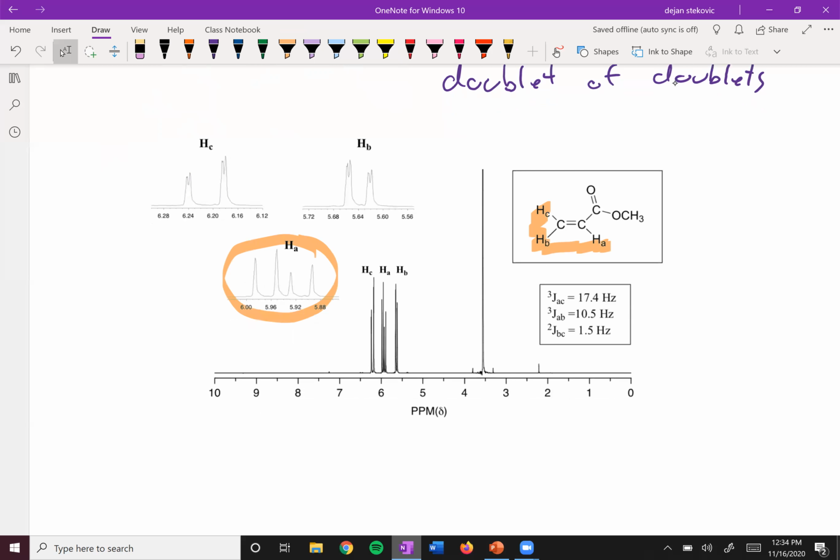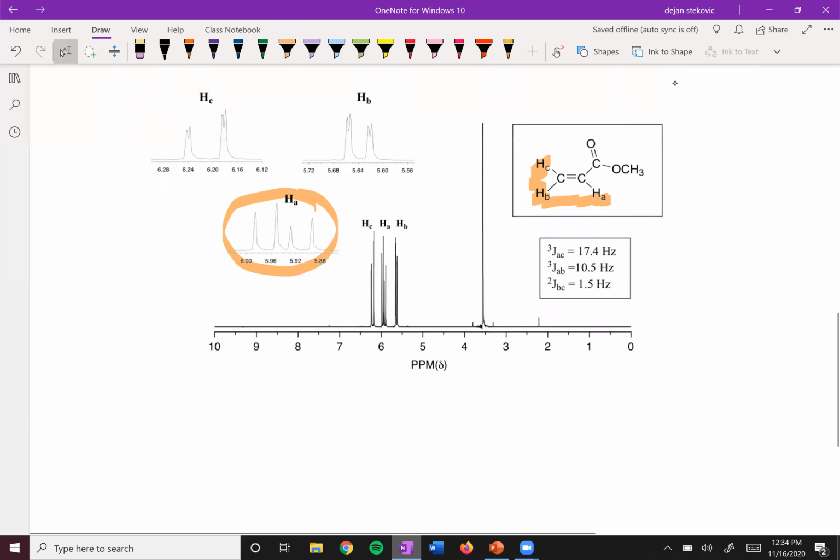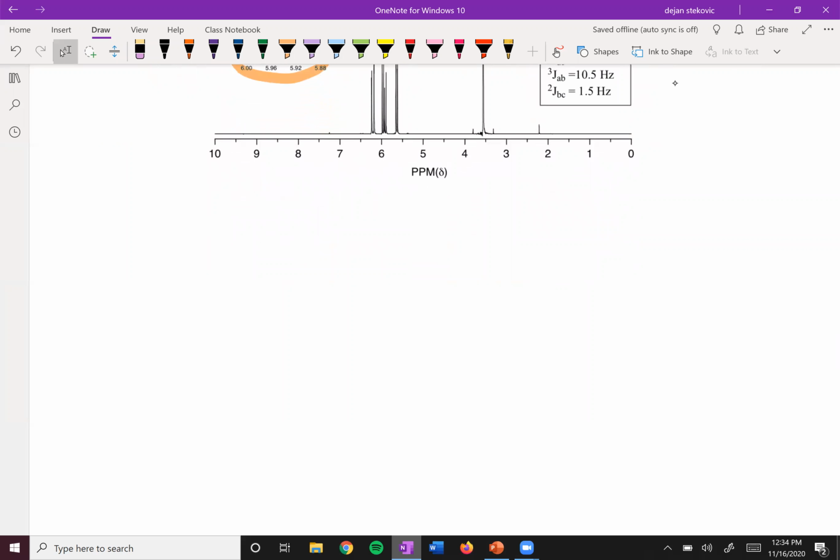And so you can see that the patterns can get quite complex. Again, you won't be shown an NMR spectra with complex pattern and be expected to deduce the structure, but you may be asked, okay, here are the coupling constants, what would it look like type of thing.